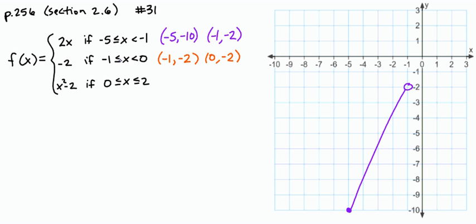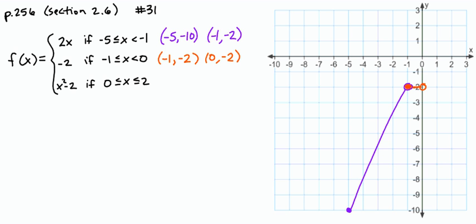We have less than or equal to, so this one's going to be a solid circle, and we have less than, so this one's going to be an open circle. So solid circle at negative 1, negative 2. That happens to be the same place we had the open circle before, so all we're really doing is filling in the open circle with a solid circle. And then we have our ending point open circle at 0, negative 2, and a line segment in between. So that's the second piece.